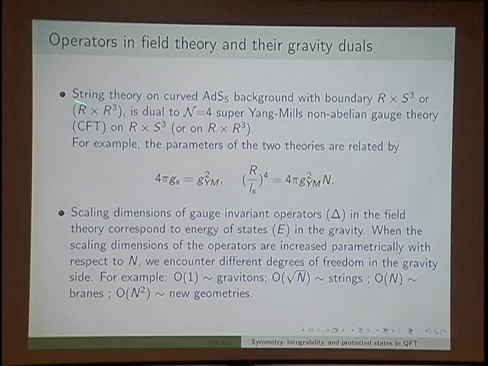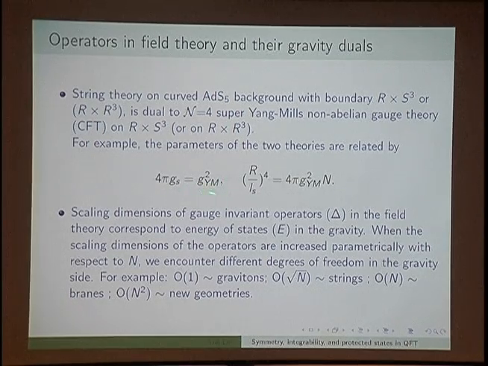Now let me briefly overview the relation between operators in field theory and their gravitational dual descriptions. So in the context of the CFT-AdS duality, the super-Yang-Mills theory on R cross S^3 is equivalent, or dual, to a string theory on a curved AdS5 background with a boundary R cross S^3 where the non-abelian theory is defined. And the parameters of the two theories are related by, for example, the string coupling constant being proportional to the gauge coupling constant squared.